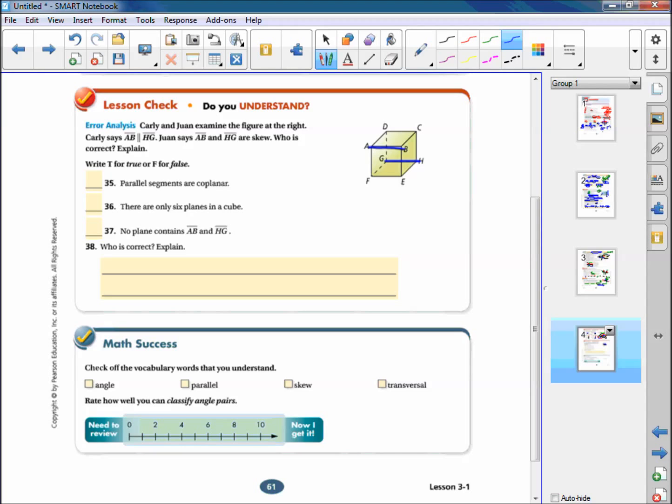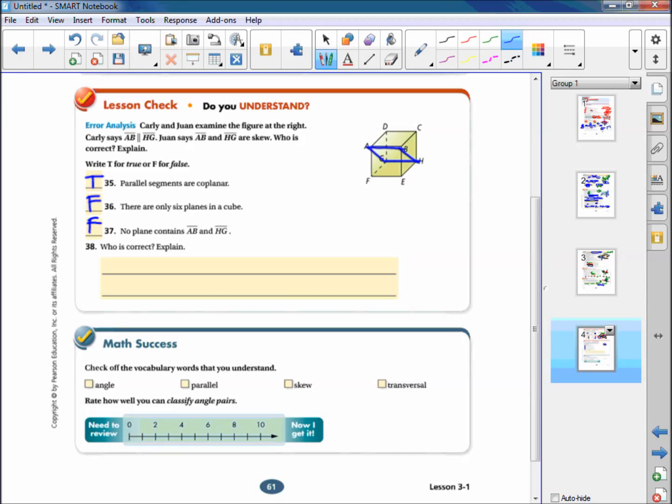So parallel segments are coplanar. This is true. Okay, there are only 6 planes in this cube. This is false. There are the 6 sides of our cube. However, there are more planes. There are the diagonal ones. So in this case, there's the one that these two lie on. This plane right here. These 4 points connect to make a plane. There's also the CDFE one. And then there's the CBFG and the ADHE plane. Okay, so no plane contains AB and HG. This is false. It is contained in that plane, ABHG.